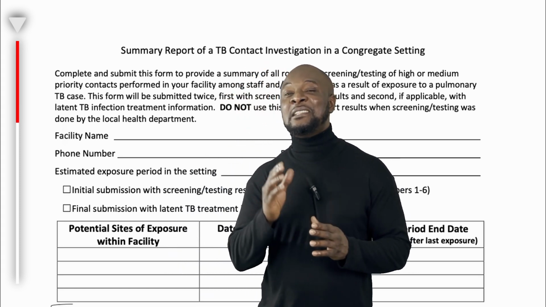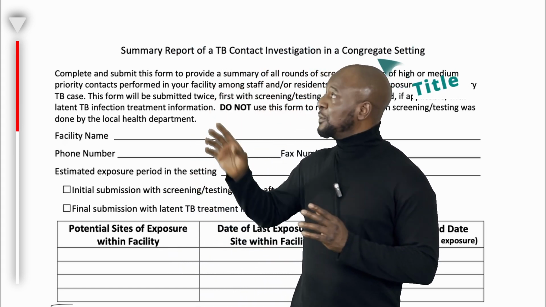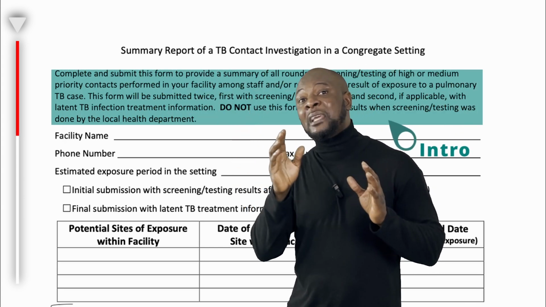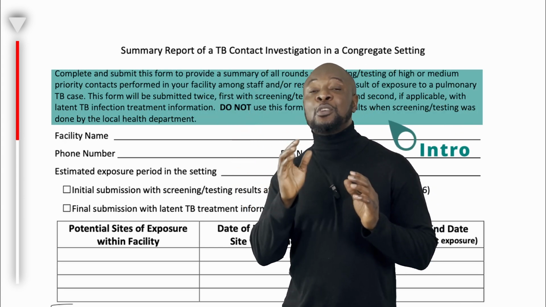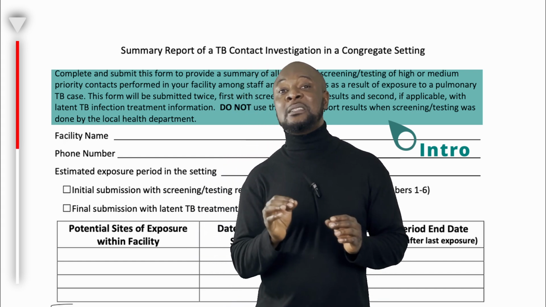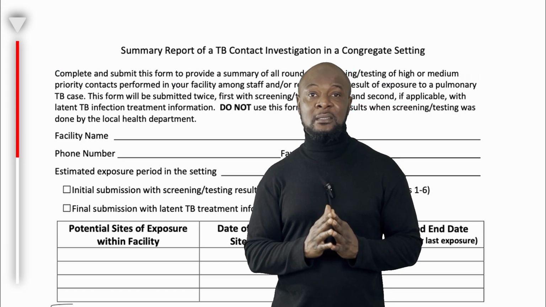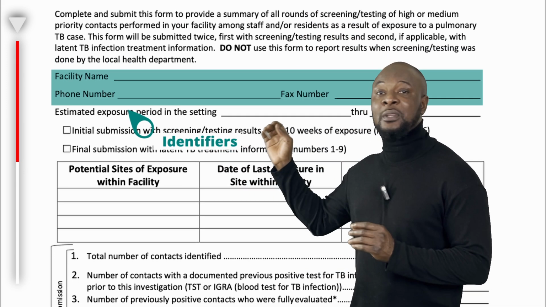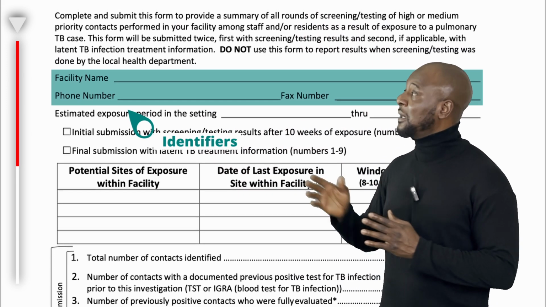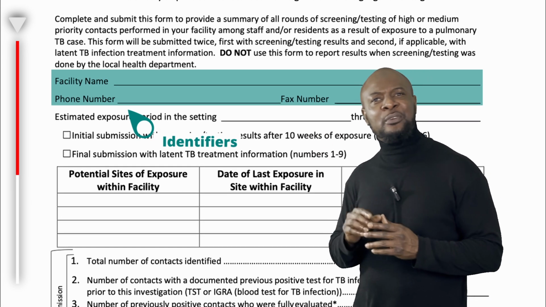So let's identify the different parts of this tool. This is the title, all right? Next is the introduction, all right? The introduction explains what the form is and gives some instruction. It is important that anytime you develop a tool or instrument, you have to have a section for instructions. This is the global best practice. Then we have some identifiers, so you can see like the facility name, phone number, what again? Fax. Do people still use fax nowadays?